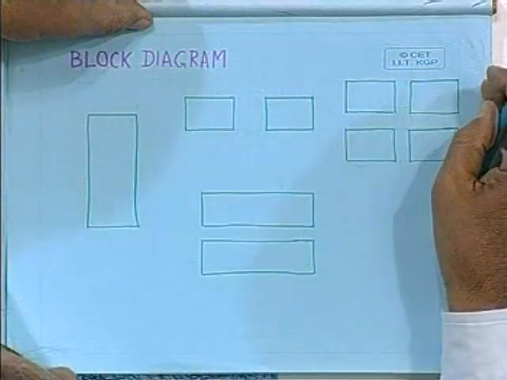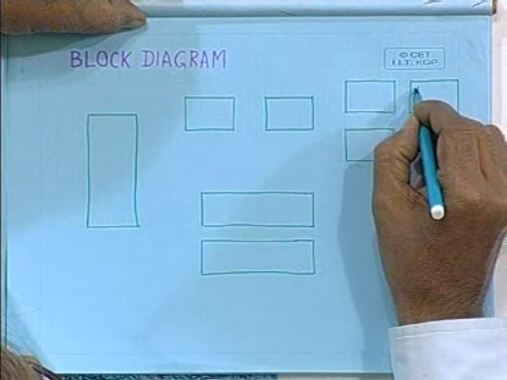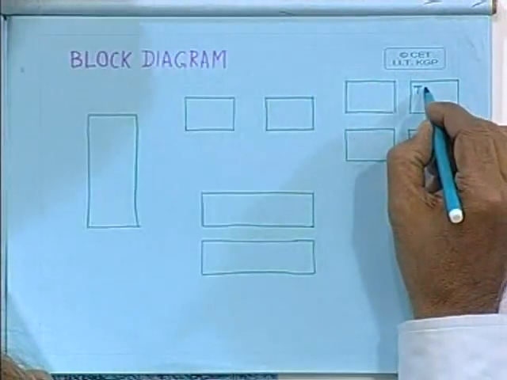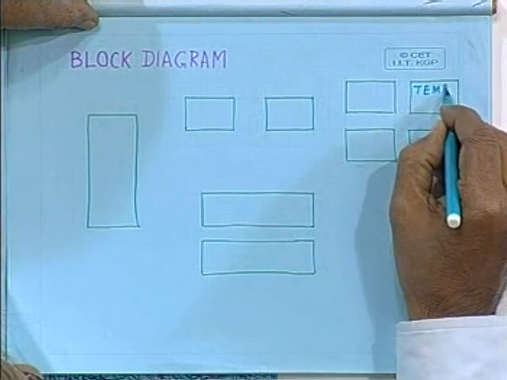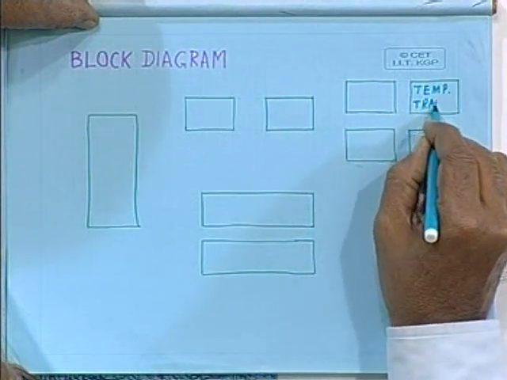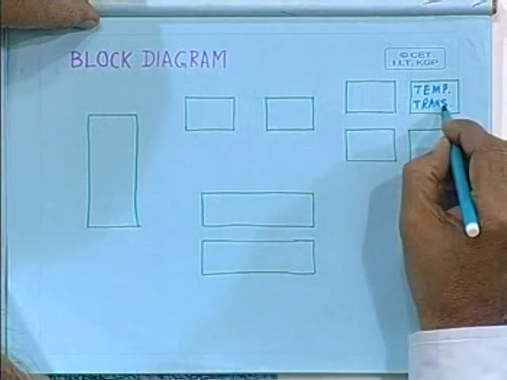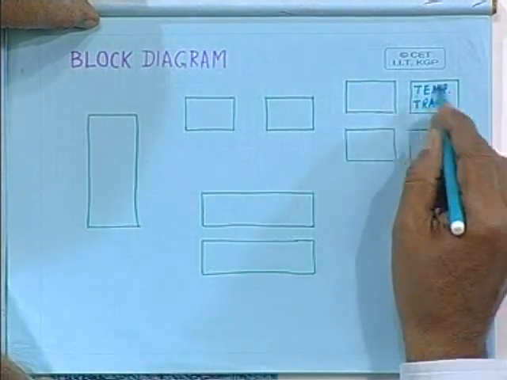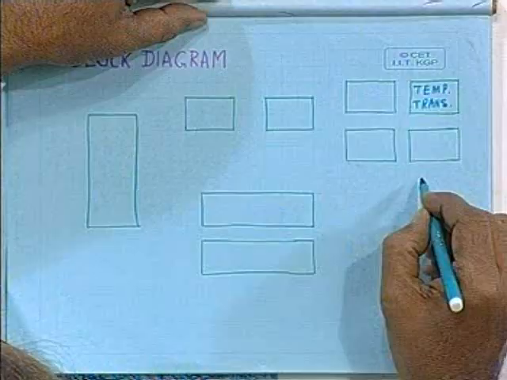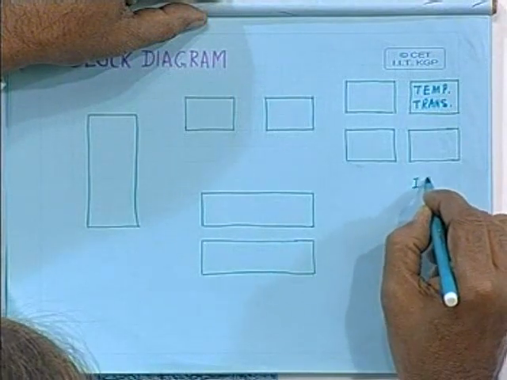First of all, you will require a temperature transducer. What will this temperature transducer do? It will convert the temperature into some electrical signal. We have already discussed various types of temperature transducers. So in this particular case, we find that the IC temperature transducer is the most ideal. So we shall be using an IC temperature transducer.